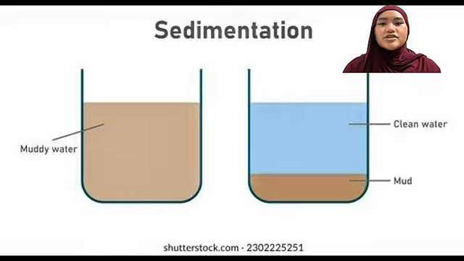Sedimentation is a water treatment process where suspended particles are removed by allowing them to settle under gravity. It usually follows coagulation and flocculation where larger particles are formed. In a sedimentation tank, water is kept still so these flocs sink to the bottom as sludge, while clearer water flows to the next treatment stage.